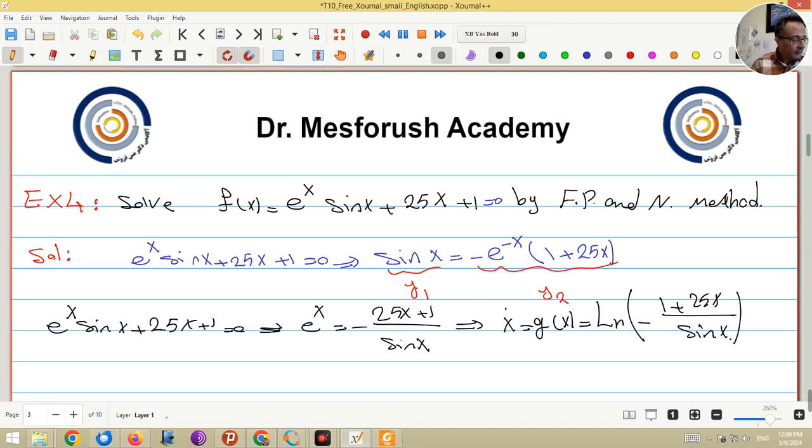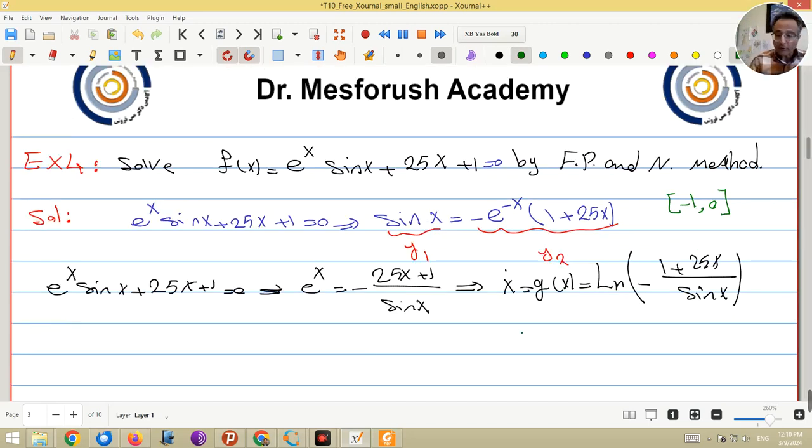Okay, so consider the interval minus 1 and 0. Let me write the interval here, minus 1 and 0, for example. This is the interval for the first root in the negative part of the x-axis, in fact. So for this function, I say this function is not acceptable.